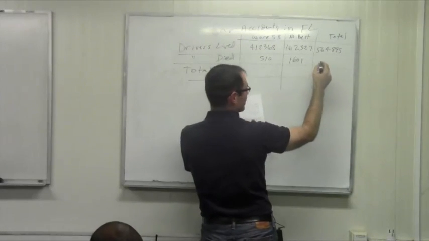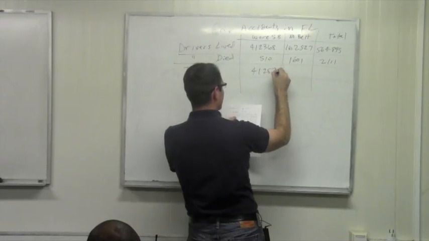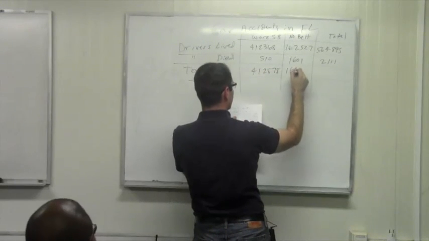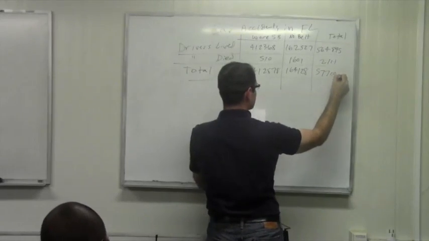All right, just kidding. 2, 1, 1, 1, 4, 1, 2, 8, 7, 8, 1, 6, 4, 1, 2, 8, and 5, 7, 7, 0, 0, 6.